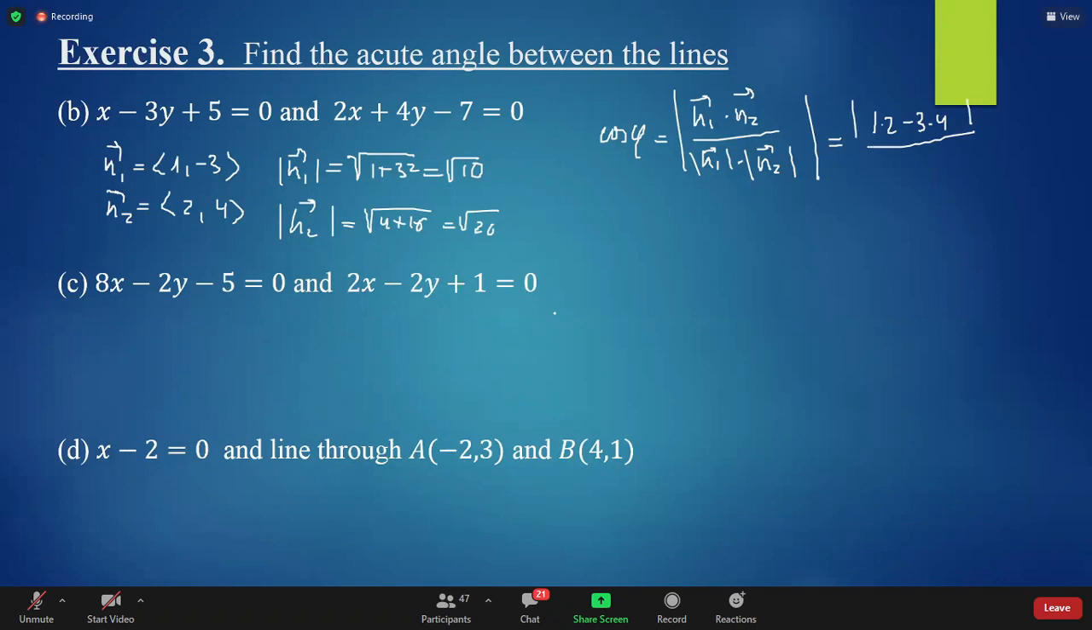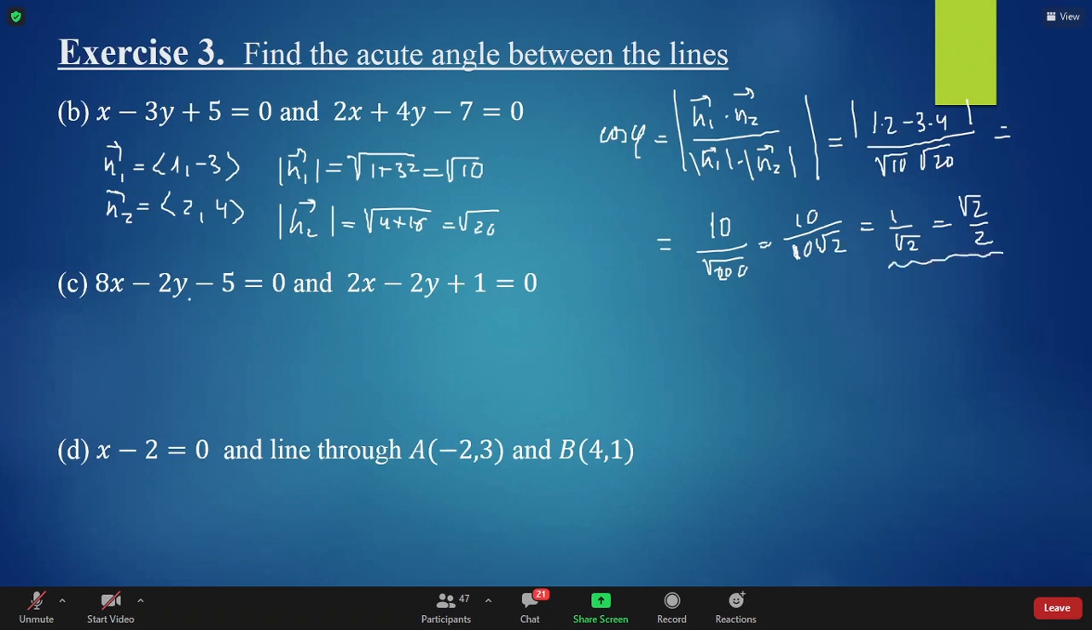And here we have square root 10, square root 20. So that would be minus 10, absolute value is 10, divided by square root of 200, which would be, let's say, 10 square roots of 2. So that's 1 over square root of 2. We know that this is the cosine of 45 degrees. We can rewrite it if you like in this form. What you have to remember is that this is exactly the same thing. So we can make a conclusion that the angle between these two lines is 45 degrees.